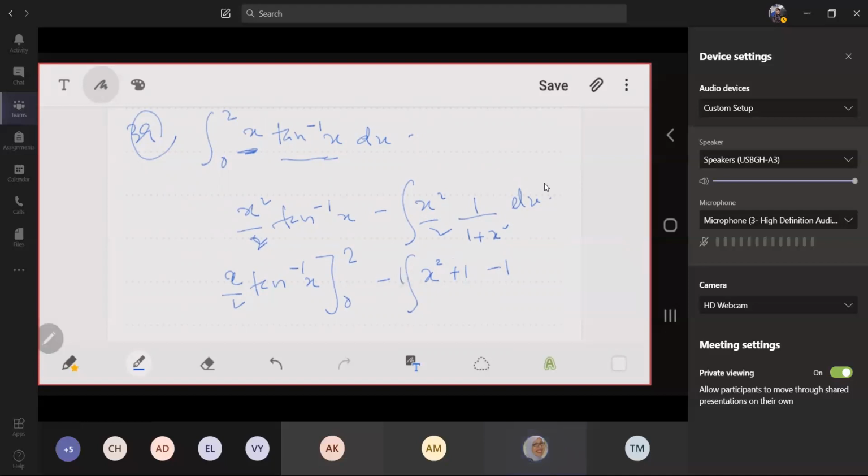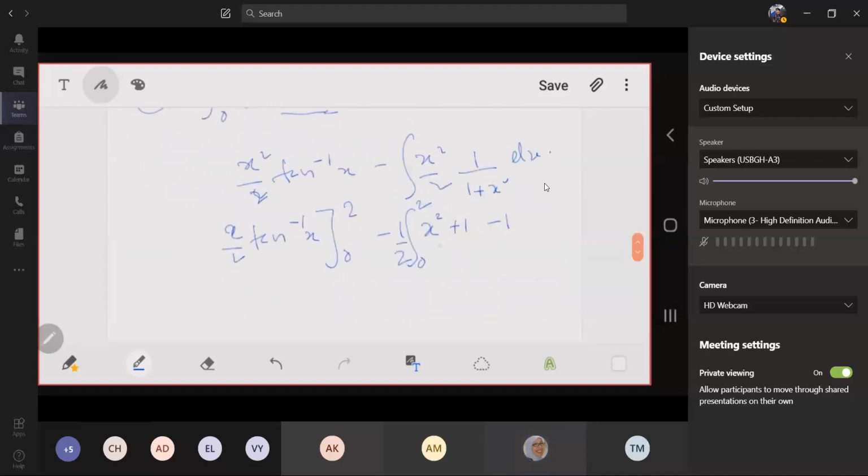x from 0 to 2, 1 plus x squared dx. So in this case, you get 1 half integral from 0 to 2 of 1 minus 1 plus x squared dx.